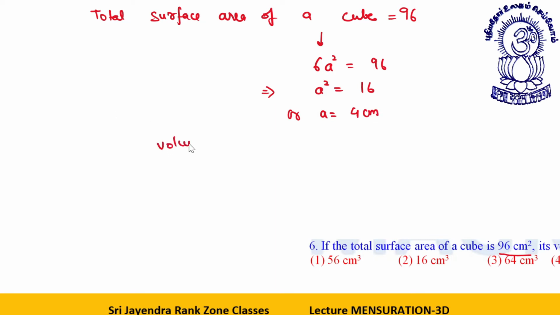What will be the volume? Volume is a cube, or 4 into 4 into 4, that is 64 centimeter cube. Option number 3 is your answer. Next question.